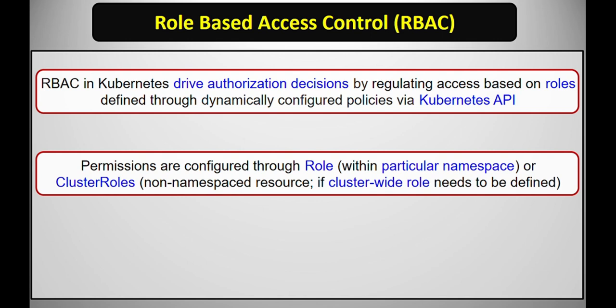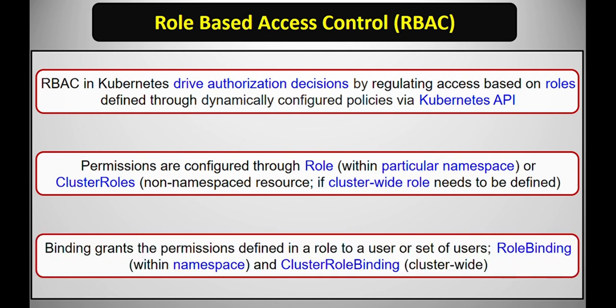A role or cluster role contains rules that represent a set of permissions. These sets of permissions are purely additive, and there is no deny rule. A binding grants the permissions defined in a role to a user or a set of users. Role binding is used for permissions within a particular namespace, and cluster role binding is a cluster-wide permission association.